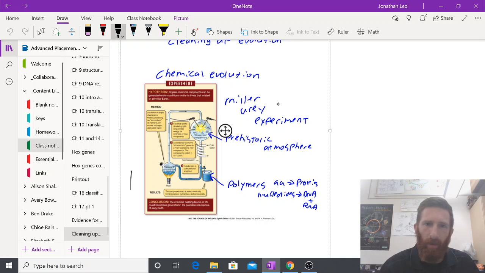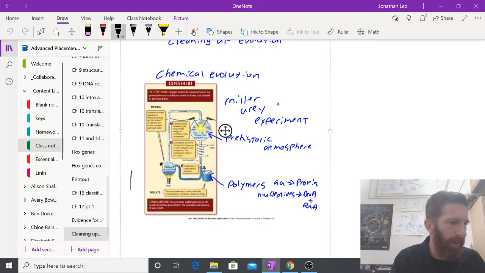And then as this had been going on, they took some out of the ocean component, right after it had been hit with the lightning, and they found polymers. They found amino acids and they found nucleotides, which, as we all know, amino acids are the precursors to proteins. They're the building blocks of proteins. Nucleotides are the building blocks of DNA and RNA.